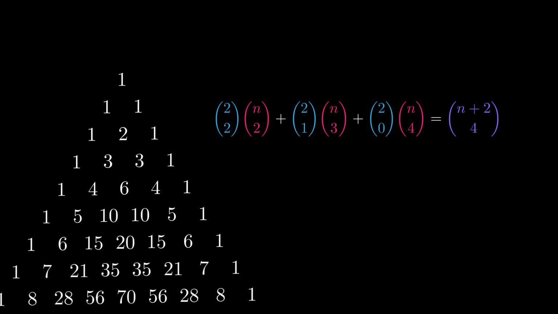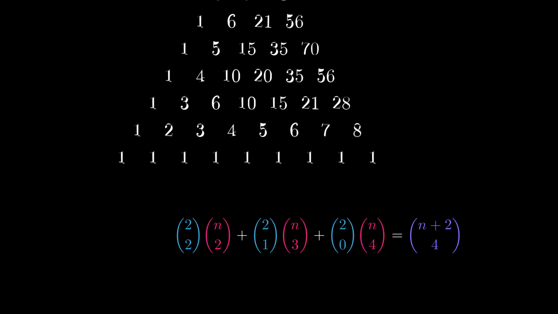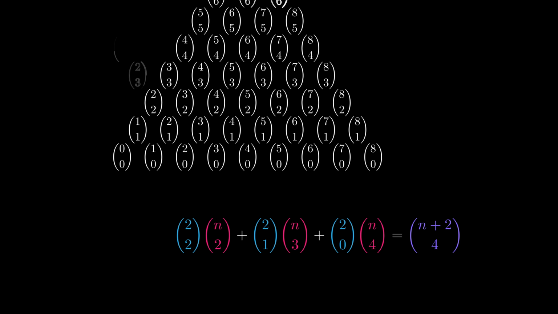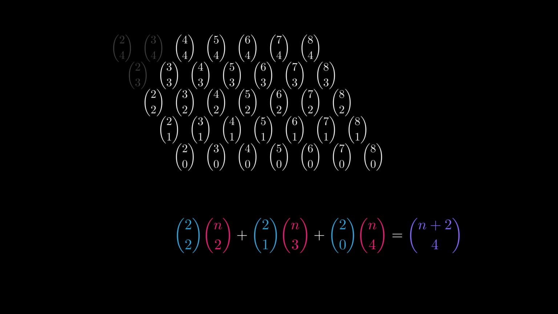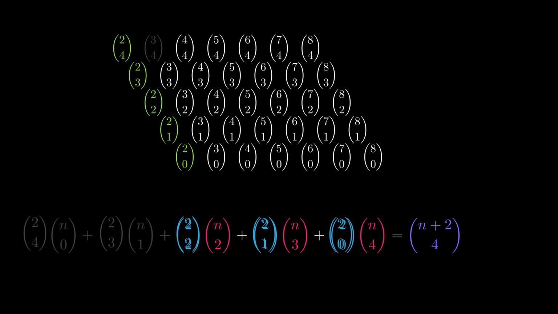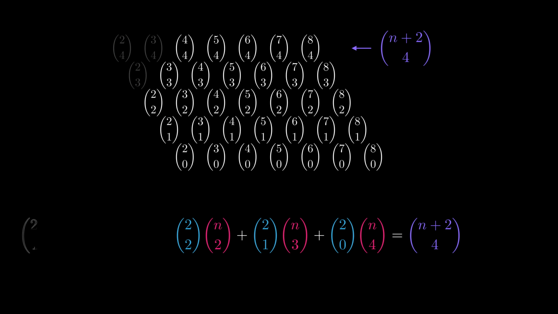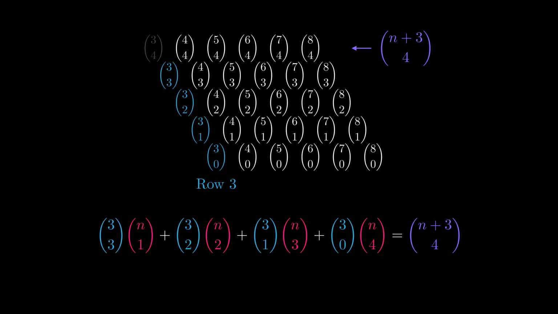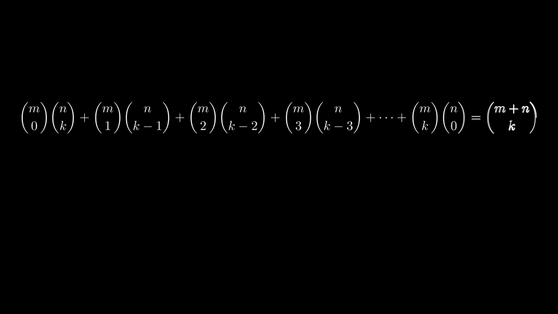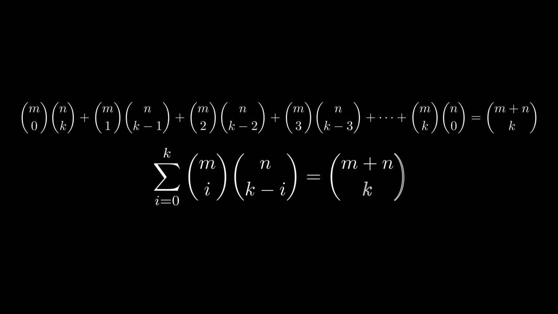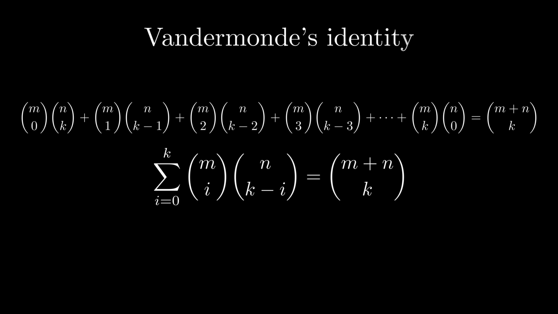To prove this, simply decide that this value here is where our sequence starts, at n equals 0. This forms a sequence along the diagonal here, which we can plug into our Gregory-Newton formula, and that gives another way to express the sequence, and we are done. Here, our initial row was row 2, but we could have used any row. Fully generalized, the identity says this. This is called Vandermonde's identity.